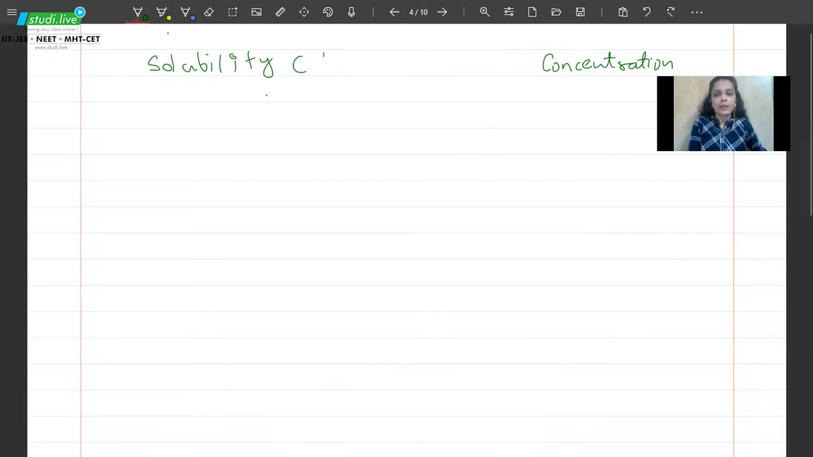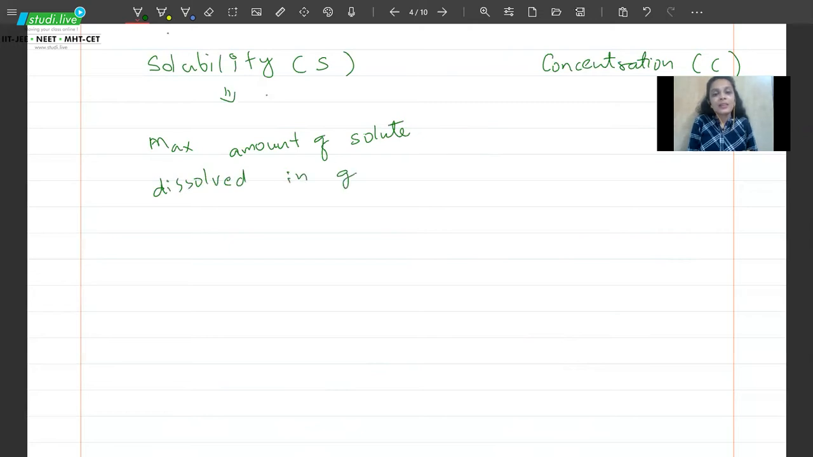Okay, let me write this part again for you. S, yes or no, student? So now, basic part over here, what is the difference between the two? Basic difference we can say, solubility is nothing but the maximum amount of solute dissolved in a given amount of solvent, or we can say precisely where it is getting dissolved in solvent to form the solution.